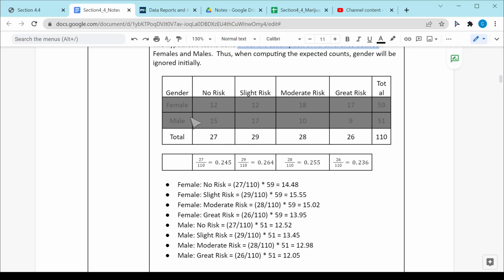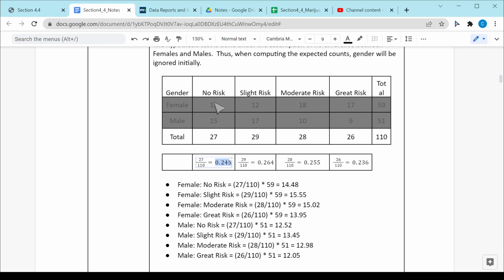If I don't have to worry about the males and the females, I'm just going to gray those lines out for a minute. You can see that I had a total of 27 people that thought smoking weed was of no risk, 27 out of the 110. That is 24.5% of the people. So 24.5% of the 110 thought smoking weed is of no risk.